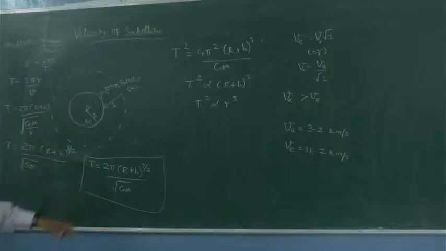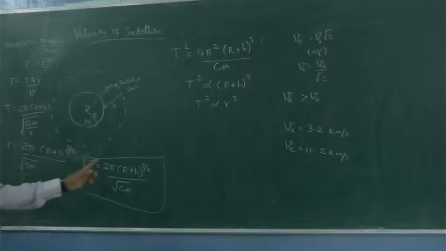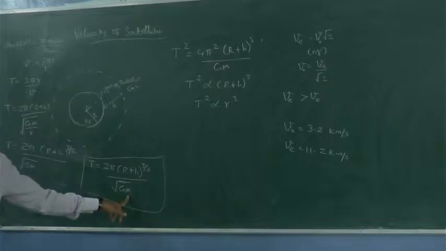So time period does not depend on the mass of the satellite. It purely depends on the mass of the planet. That means smaller size satellite or bigger size satellite, no issue. Heavier satellite or lighter satellite, satellite mass will not play an important role in the calculation of time period. The only impact is obtained from the mass of the planet.